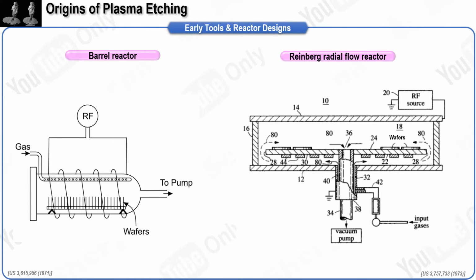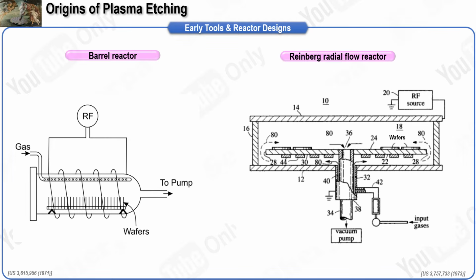The right figure shows the radial flow reactor, often called the Reinberg reactor, which made plasma etching practical for production. Gas entered near the center, then spread radially across the wafer plane while the vacuum port drew it out through the center, and the facing powered and grounded electrodes created a controlled plasma gap above the wafers. This pancake geometry shortened residence time, improved distribution, and allowed stable wafer heating and cooling, which tightened within-wafer uniformity.